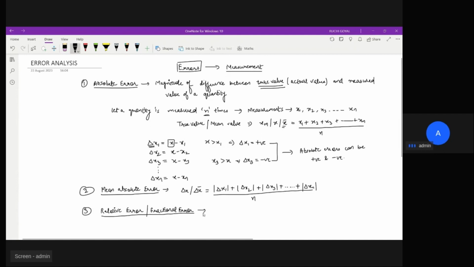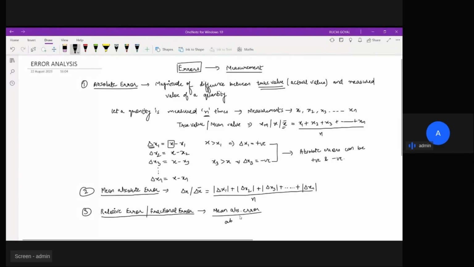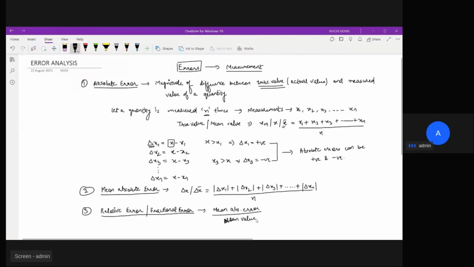Okay, so how will we calculate fractional error? As the name suggests, it is a fraction: the mean absolute error, delta x, divided by the mean value. So it will be delta x by x.